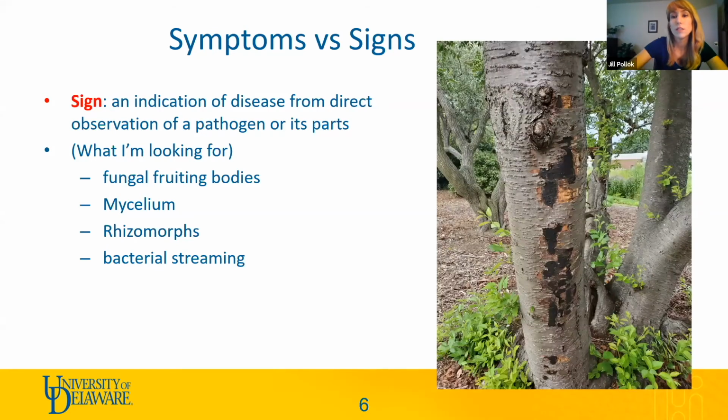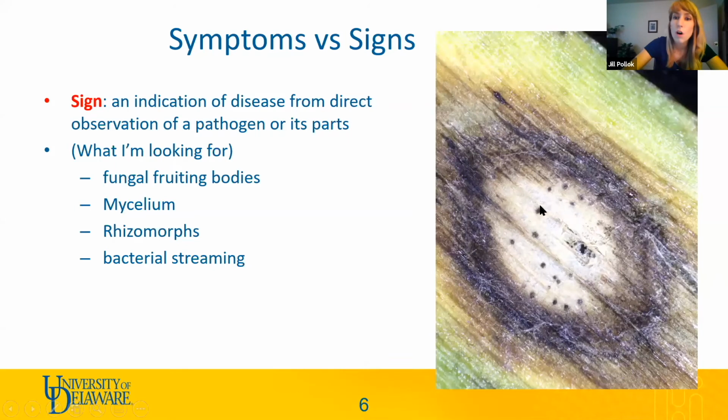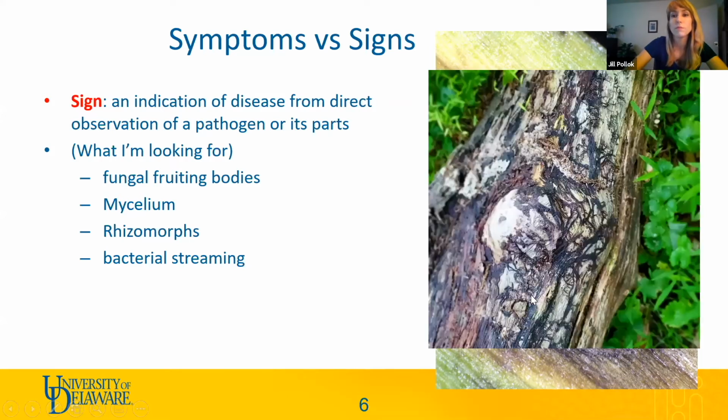So this is a tree right outside of Townsend Hall. And can you guys see my mouse? I hope you can. These here are actually the fungal structures, these black things here, and that's a sign of the fungus. Other canker diseases might not actually show this, but this is a sign. That's the fungus growing there. All these little black dots within this leaf spot are signs. These are fungal fruiting bodies full of spores.